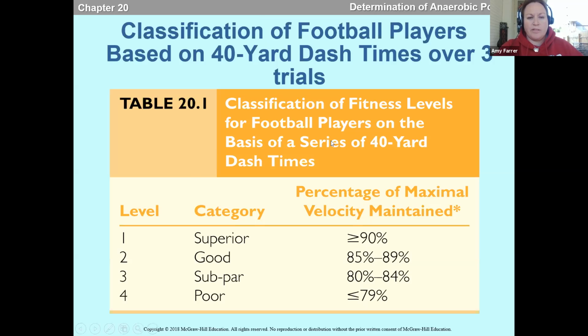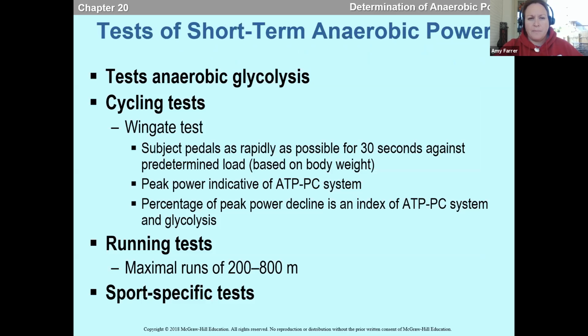So if we start looking at that 40-yard dash and we repeat over 3 trials, they're going to categorize. You see the NFL combine, right? You see before the draft what they're able to do. You want to be superior if that's where you're at. But this is one of the ways they start breaking it down and looking at it.